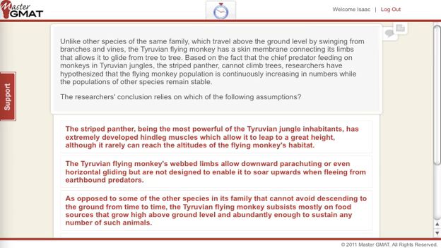Alright, those of you who tried it, I hope you figured it out. Not easy stuff, a little bit tricky, but not too horrible. So basically the first step is to look at the question prompt, and the question prompt basically says the researcher's conclusion relies on which of the following assumptions.